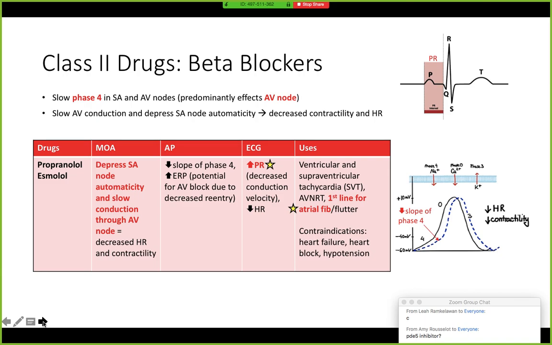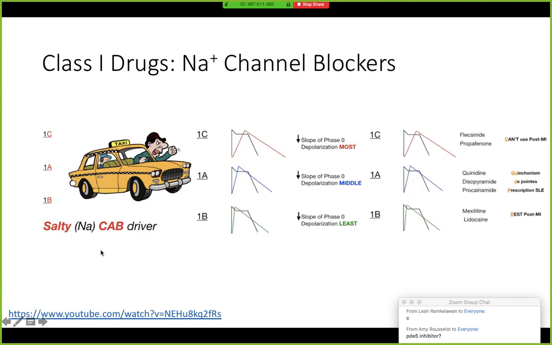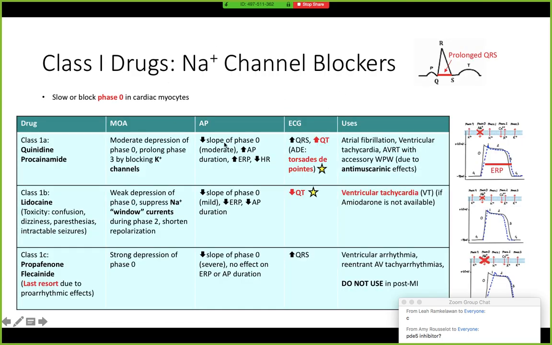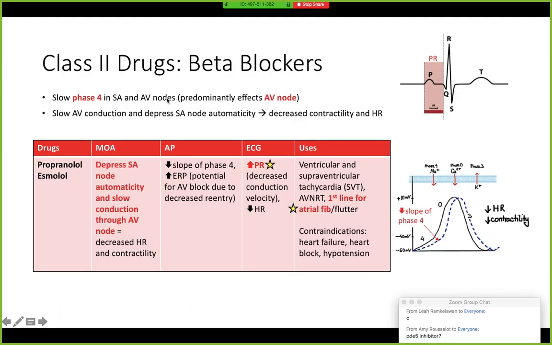So next we have the class 2 drugs. These are your beta blockers like propranolol and esmolol, and these are going to slow down phase 4 in the SA and AV nodes. Make sure you realize that with our sodium channel blockers, we were referring to the ventricular myocytes, whereas in phase 2, we're talking about our pacemaker cells.